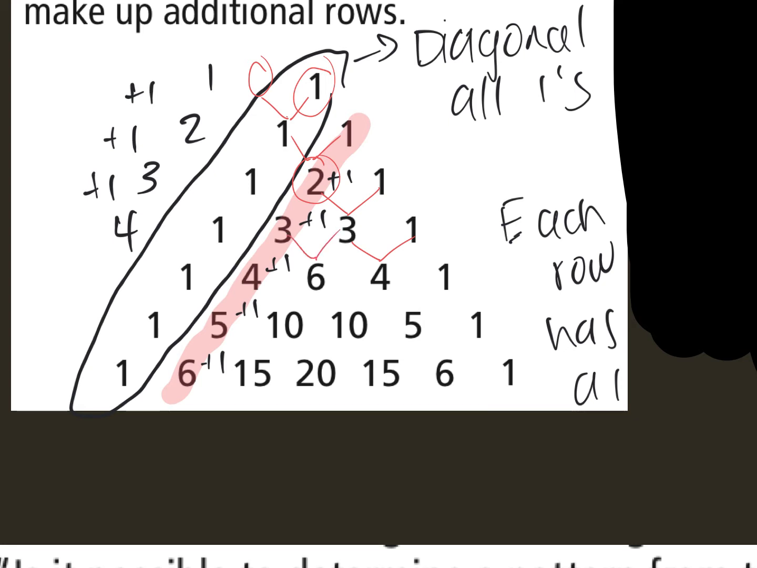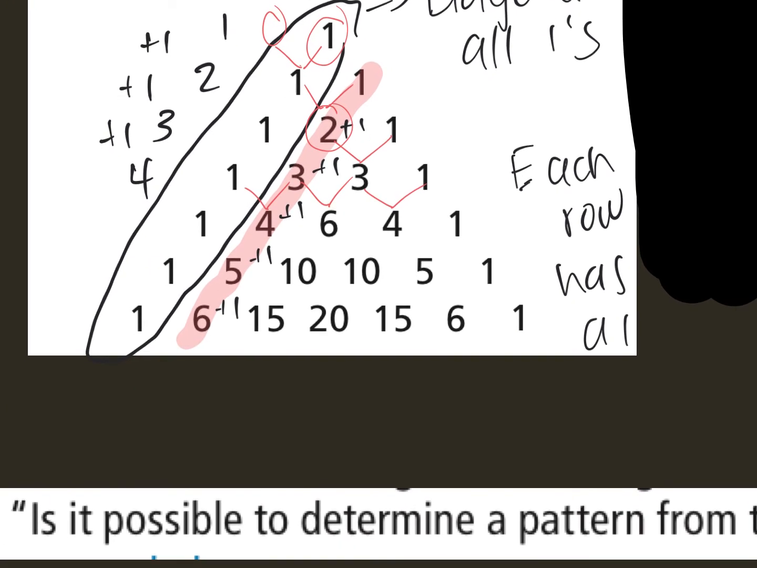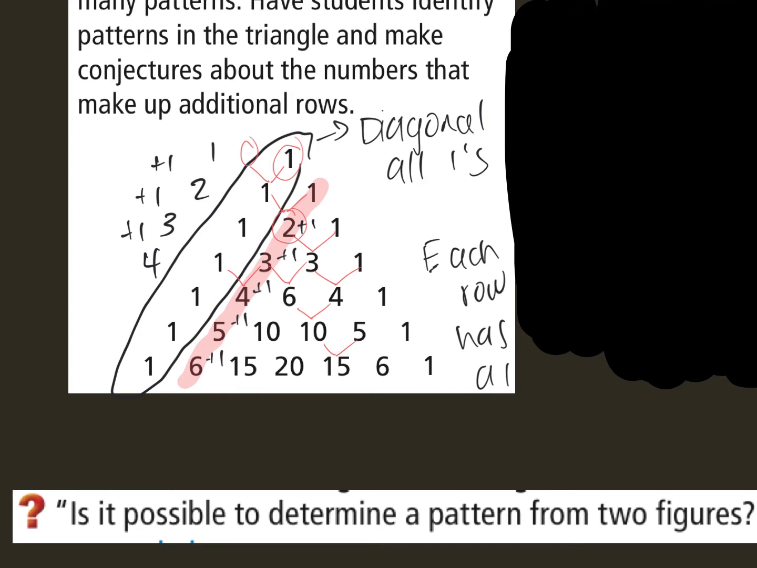Do you see that? This 4 came from what 2 numbers? 3 and 1. What about this 10? Where'd this 10 come from? 6 and 4. 15? 10 and 5. Do you guys see that? Okay. Now, let me show you one of the really cool applications of this triangle, okay?